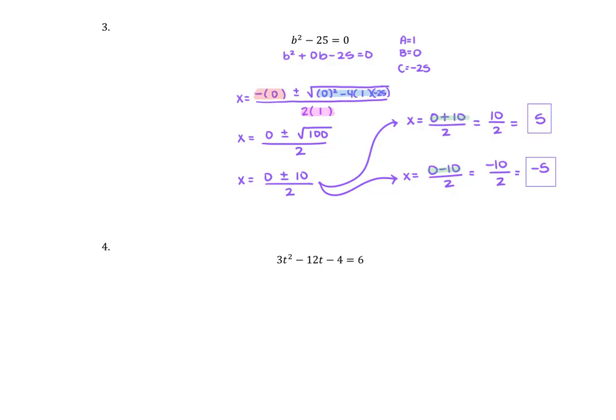All right, number 4, we're going to start first by getting it set equal to 0 by moving that 6 to the other side. I'm going to subtract 6. It has to combine with its like term, which is the negative 4. So that's going to give me 3t squared minus 12t minus 10 equals 0. So now I can see that my a is 3, my b is negative 12, and my c is actually negative 10. So now I'm going to come over here and I'm going to set up my quadratic formula. So I have my parentheses, and I'm leaving space where I can fill it in.